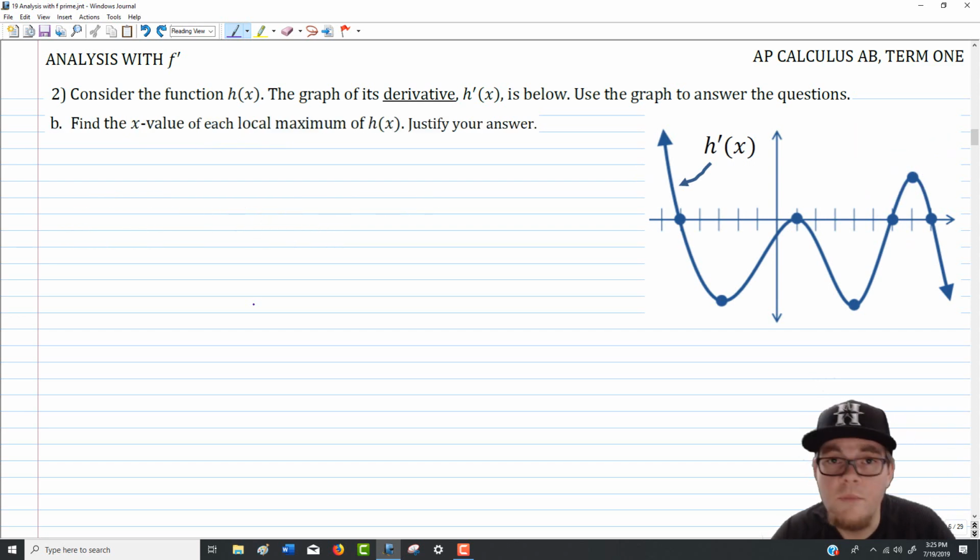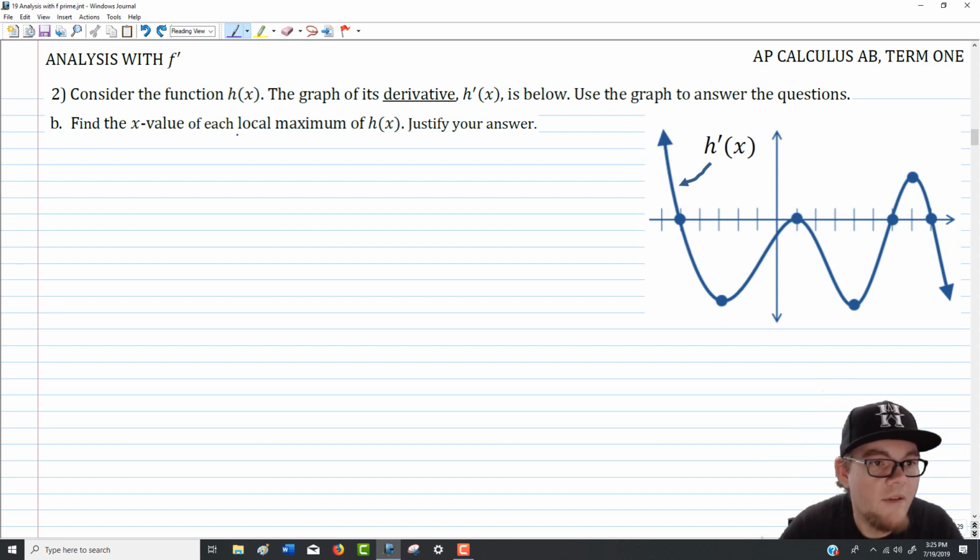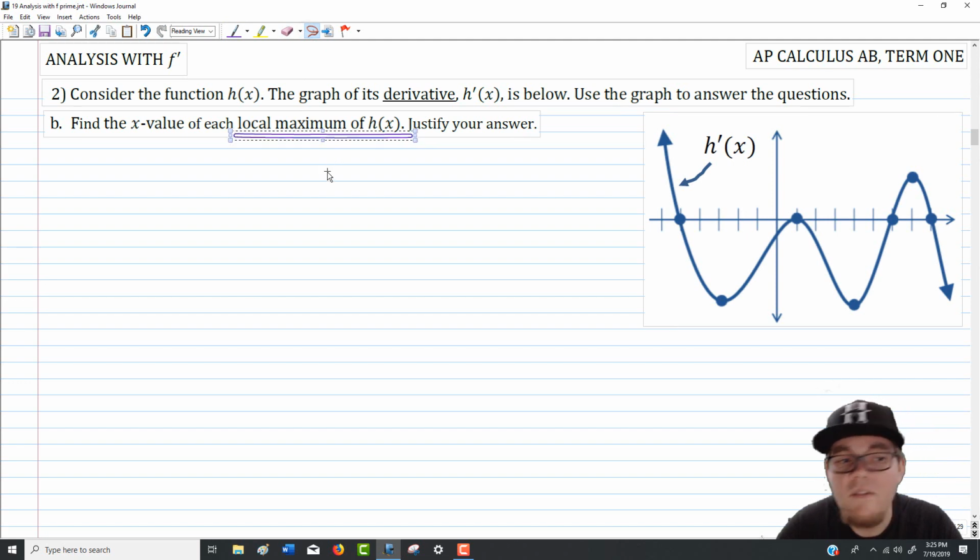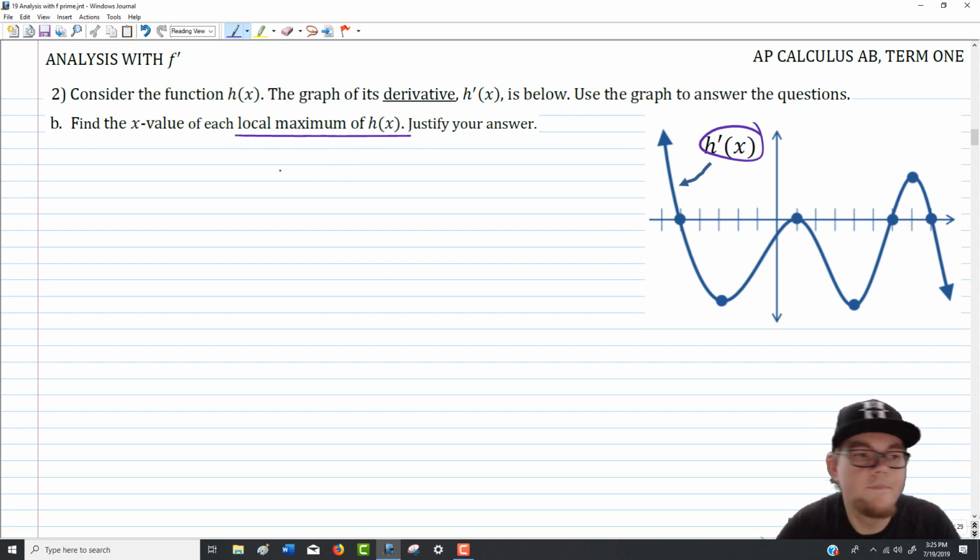Okay, next this brings us to 2b. Find the x value of each local maximum of h of x. Now, this is one of those situations where it's a little bit harder to just look at the picture and just pull it out there when you're first starting out. So I think it's a helpful opportunity to jump in and think about what it means to have a local maximum of h of x. And again, we're using the definitions. Like, what does it mean to have a local maximum given h prime?